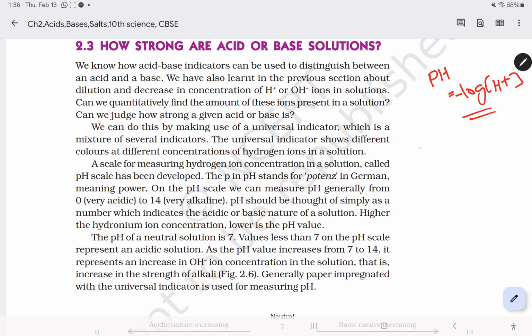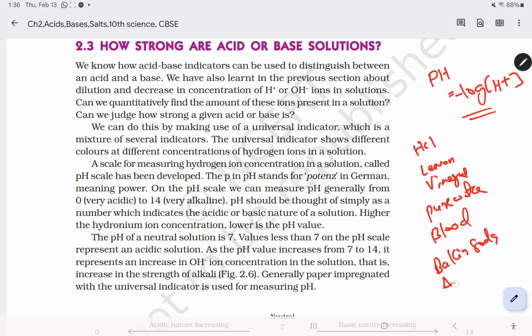Here I would like to give you some examples: HCl, lemon juice, vinegar, pure water, blood, baking soda, ammonium solution and NaOH, sodium hydroxide. If I test these using the pH scale, HCl is acidic in nature. It is a strong acid, and you can observe a pH value of 1. For lemon juice, it is 2.5.